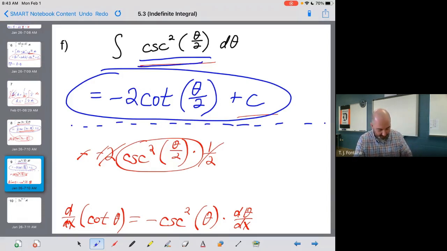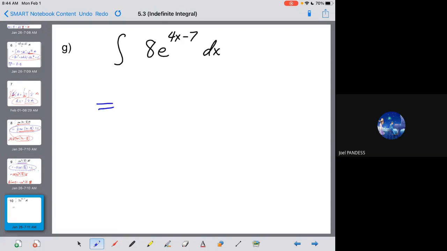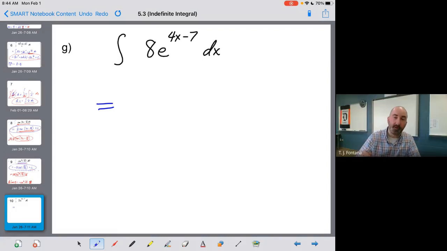And I've got 2 minutes left, everybody. I have one last example to do with you. Let's knock it out real quick. Exponential functions. How do you take the derivative of e to a power? It's e to that same power times the derivative of the exponent.